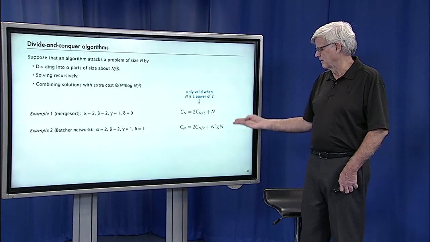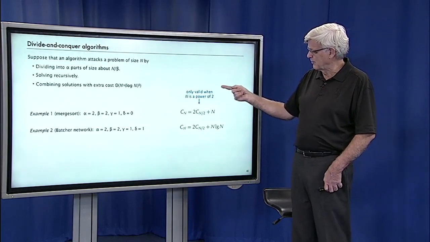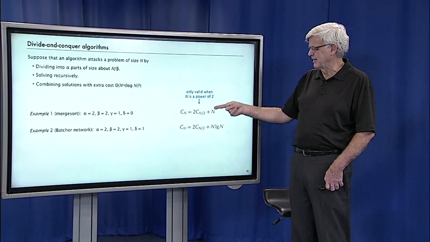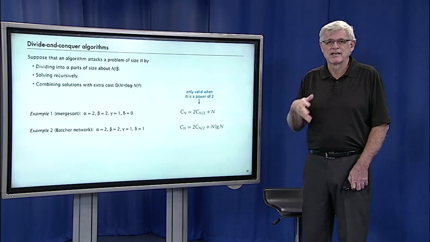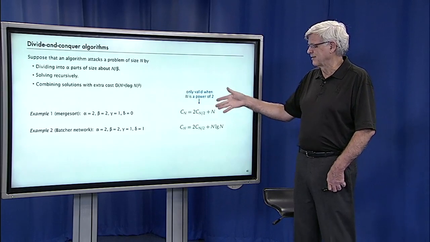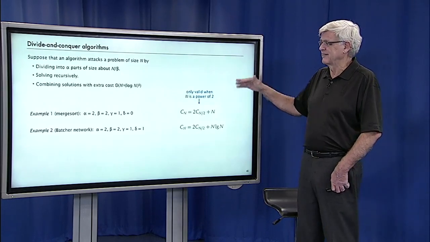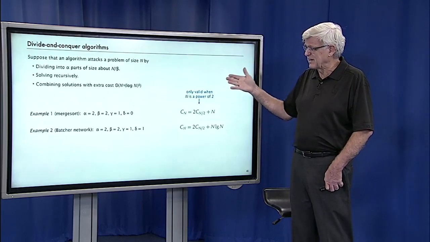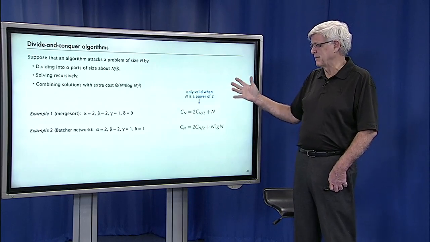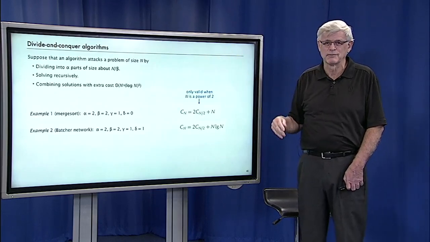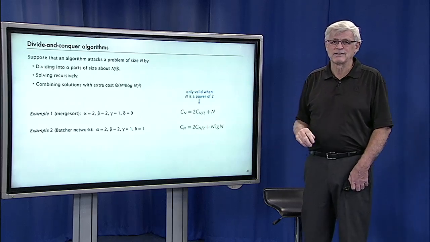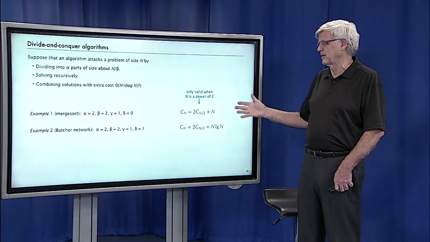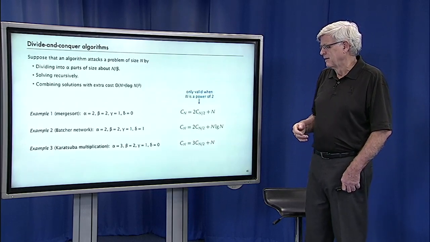That's Batcher's network. So now I'm going to only write the ones that are valid when n is a power of 2. Taking into account the floors and ceilings that are needed for general n takes us to another level that we don't necessarily need to worry about in many cases with the theory of algorithms. And so we'll try not to worry about that in this first cut at the analysis.